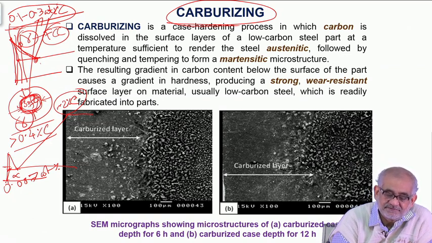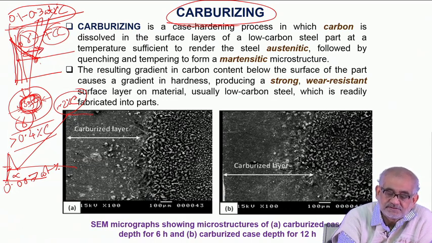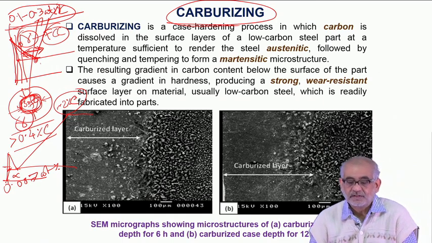But on the other hand, the surface should be enriched in carbon, and for that reason we want the surface, up to a certain depth, to go to the austenitic range, so that during solid state diffusion it can acquire carbon. Usually we target somewhere in the range of about 0.4 to maybe 0.8, maybe up to about 1% carbon. Typically it is in this range, but one can go theoretically to as high as 2% carbon.